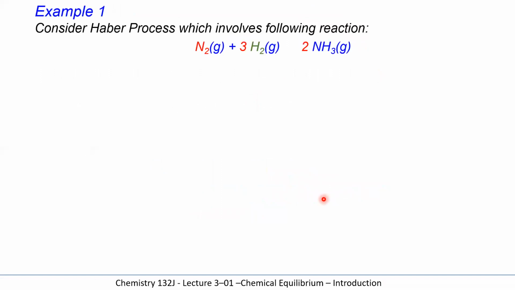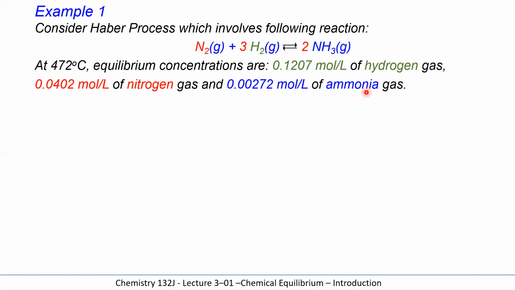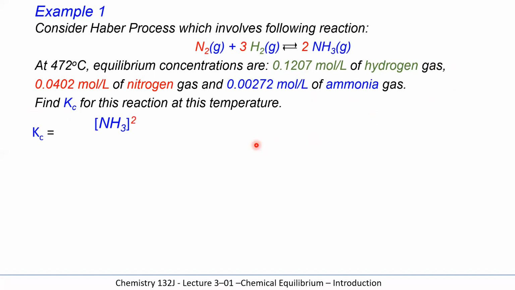Now let's look at this example using, again, the Haber process, producing ammonia from nitrogen and hydrogen at 472 degrees Celsius. The equilibrium concentrations are given for hydrogen, for nitrogen, and for ammonia. And we want to find the equilibrium constant Kc for this reaction using concentrations. So we know Kc is going to be the concentration of ammonia squared divided by the concentration of nitrogen times the concentration of hydrogen cubed.